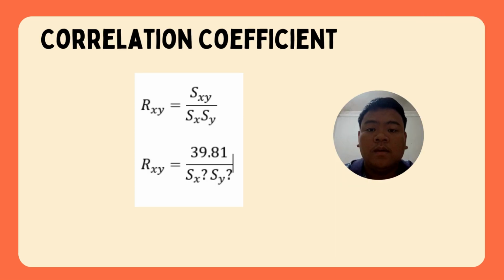So now let's calculate the correlation coefficient. So this is the formula. We already found that the Sxy, which is the covariance, is 39.81. That's what we calculated earlier. Now we have to find Sx and Sy, the standard deviation for customer satisfaction score, and the standard deviation for customer retention rate. That's the denominator there. So we need to find that.